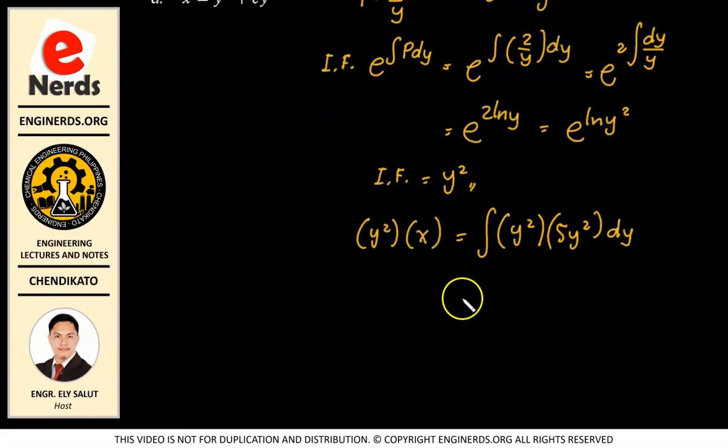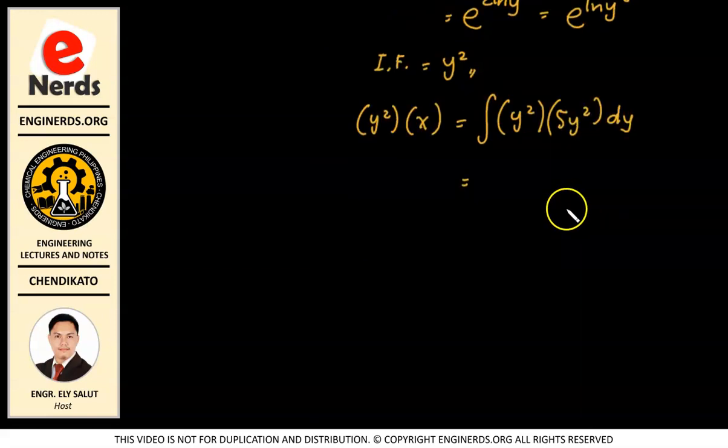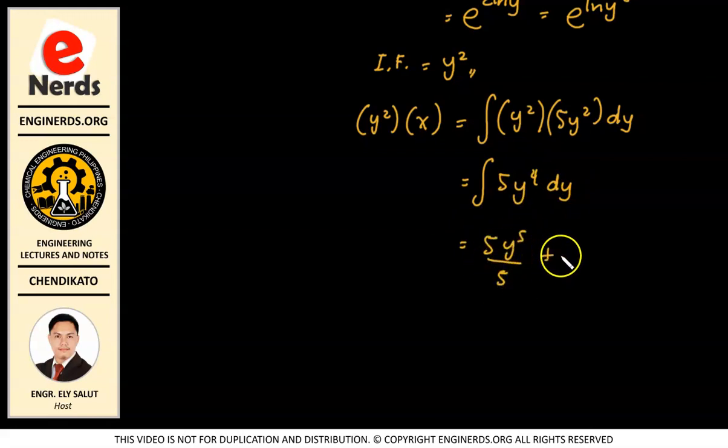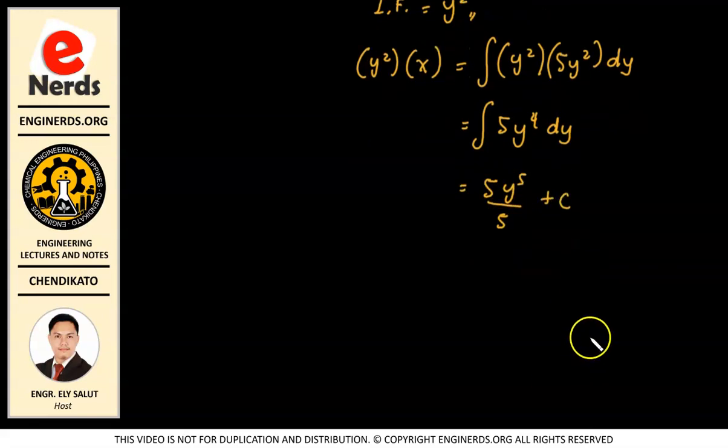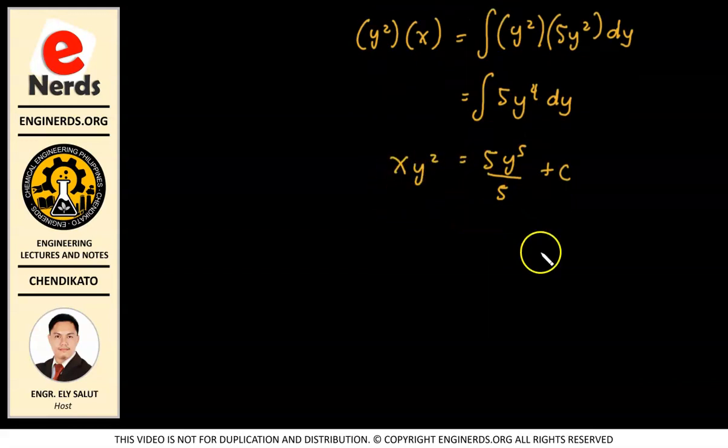So we have here the integral of 5y to the 4th dy. That means we have 5y to the 5th over 5 plus c, so the 5 will be cancelled out. So we have x y squared is equal to y to the 5th plus c.